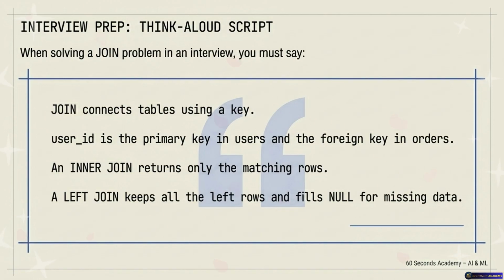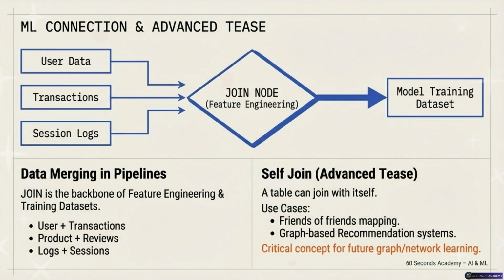Let's zoom out a bit. We've spent a lot of time dissecting the execution engine. For an engineer focusing on machine learning, how does this actually fit into the broader system architecture? Because we aren't just writing queries for the sake of querying. We write these queries because data merging is the literal foundation of feature engineering. A machine learning model requires a unified, flattened matrix of features to train on. So you have to pull from everywhere.